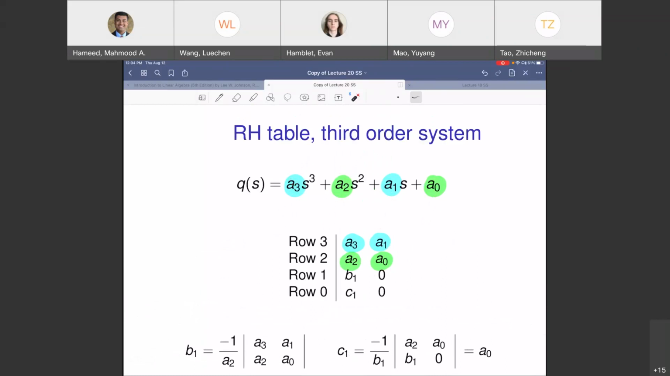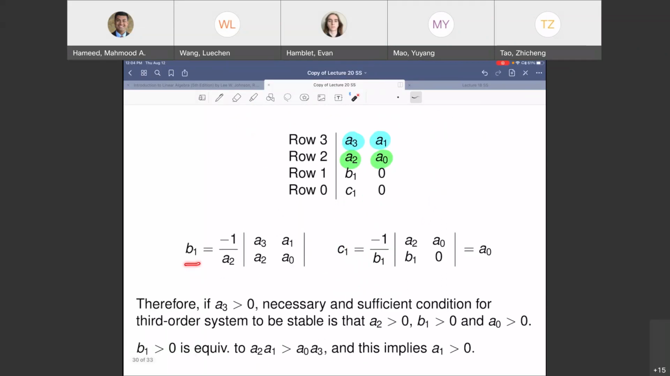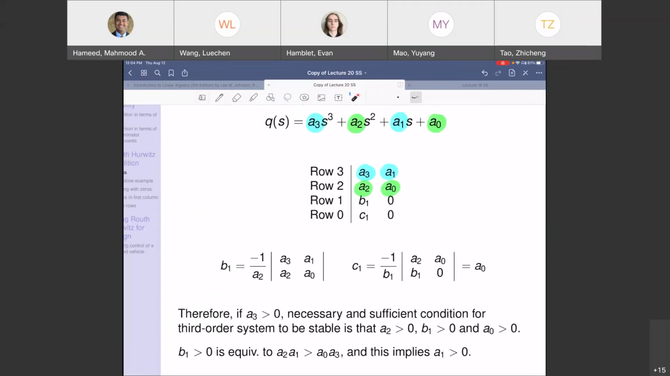What is the second thing? Second thing is A3 greater than 0, A2 greater than 0, B1 greater than 0, C1 greater than 0. No sign change with A3 greater than 0 means all of them have to be greater than 0. You have already found out B1 and C1. If you look at which one is this? B1, what is B1 going to give us?